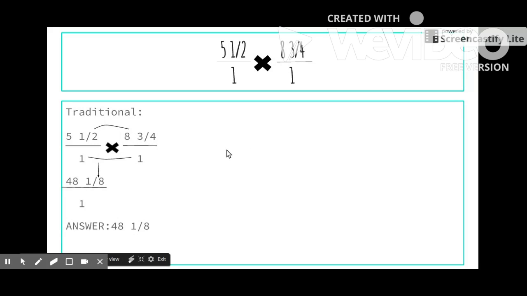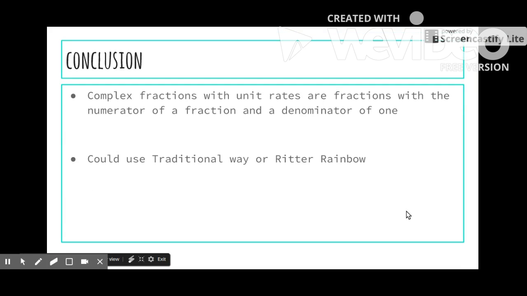You can't use the Ritter rainbow for multiplication. In conclusion, complex fractions with unit rates are fractions with the numerator of a fraction and a denominator of 1. You could use the traditional way or Ritter rainbow to solve problems with complex fractions. And remember, you can't use the Ritter rainbow with multiplication.